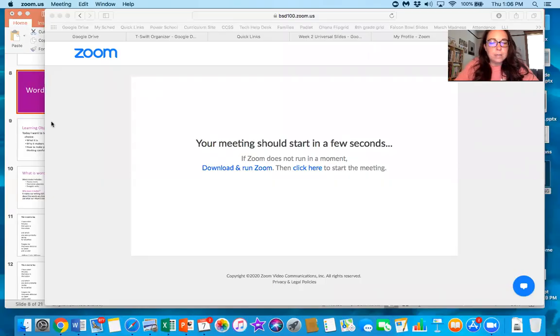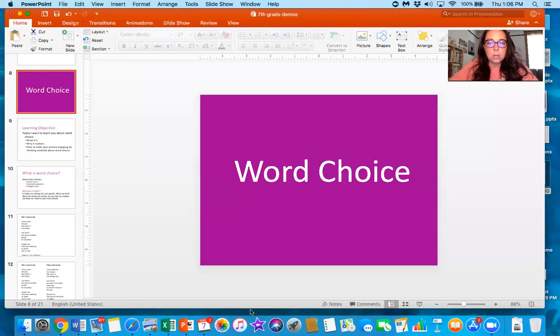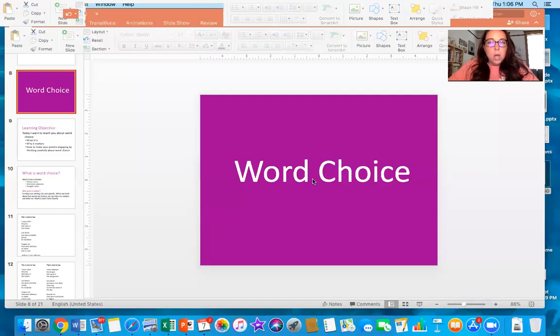So if you are here just for the analysis part, you're going to want to skip a little closer to the end because I'm going to start with word choice. So let me share my screen and let's get started. Okay, so we are going to start by talking about word choice.